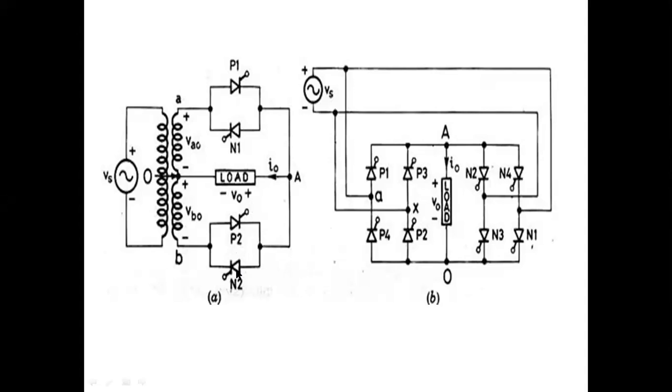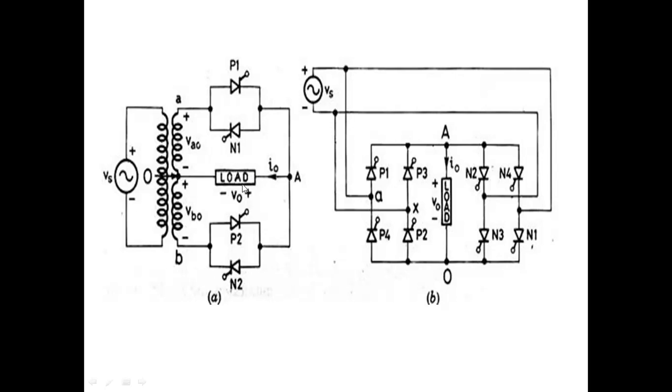Now if you switch on N2, what is the current direction? From anode to cathode, negative to positive through the load. What happens to the current direction in the load? When you give a firing pulse to P1, current flows in this direction in the load. When N2 is on, current flows in this direction in the load. That means the polarity is changed in the load.